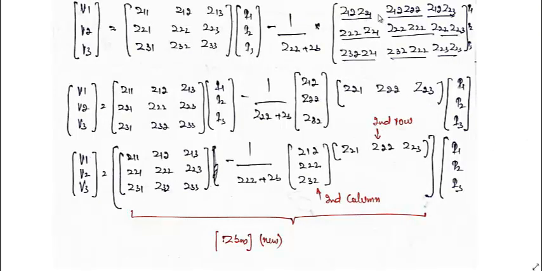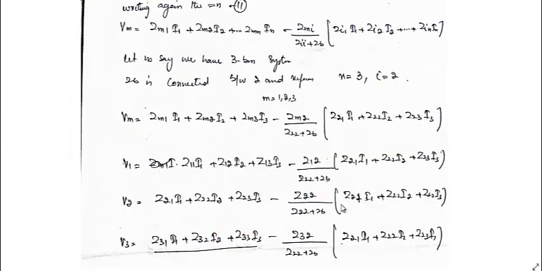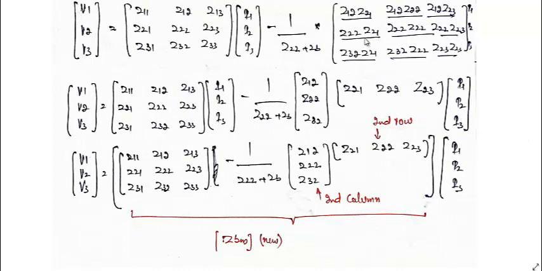This will be Z12 into Z21, Z12 into Z22, Z12 into Z23. Similarly, this will be equal to Z22 into Z21, Z22 into Z22, Z22 into Z23. And finally, Z32 into Z21, Z32 into Z22, Z32 into Z23. So this equation I can represent in the same way, there will be no change.